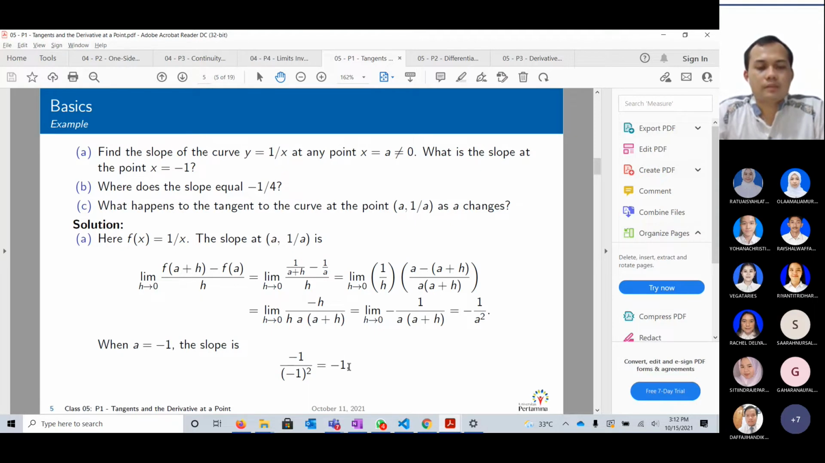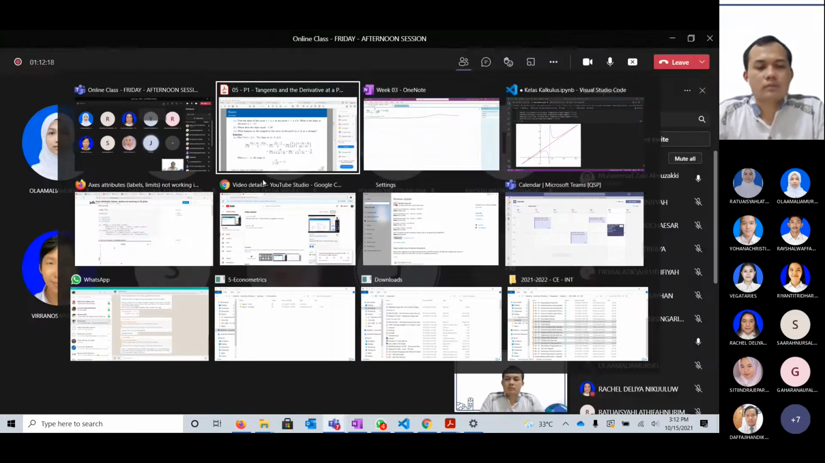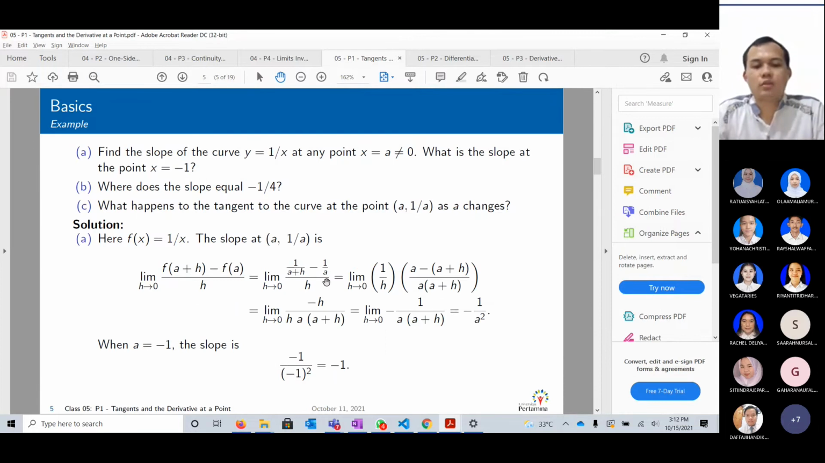Is it clear? Jadi di sini kita ya, silakan. Berarti kayak limit biasa ya? Yes, it's just the usual limit. Just we approach h to a value.